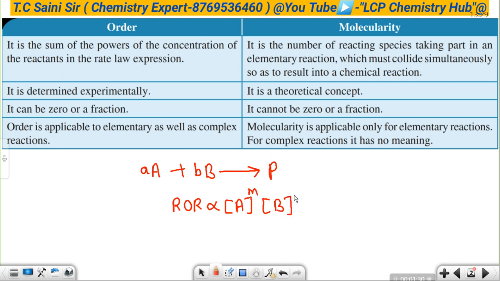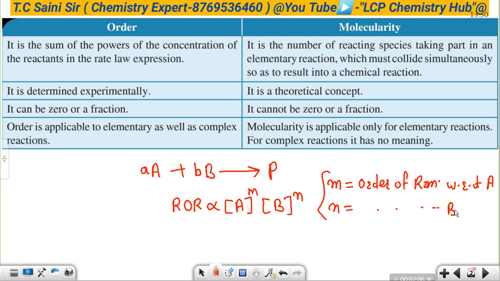Here m and n are experimental values, and the sum of m and n is known as the order of reaction. Here m stands for the order of reaction with respect to A, and n stands for the order of reaction with respect to B.